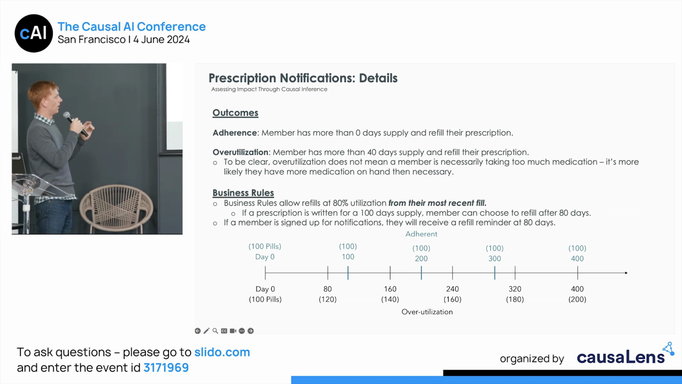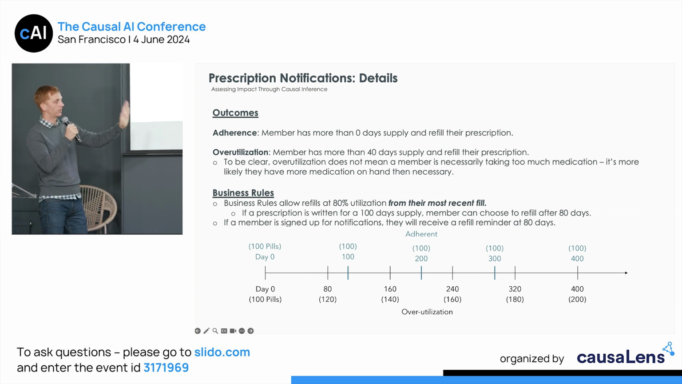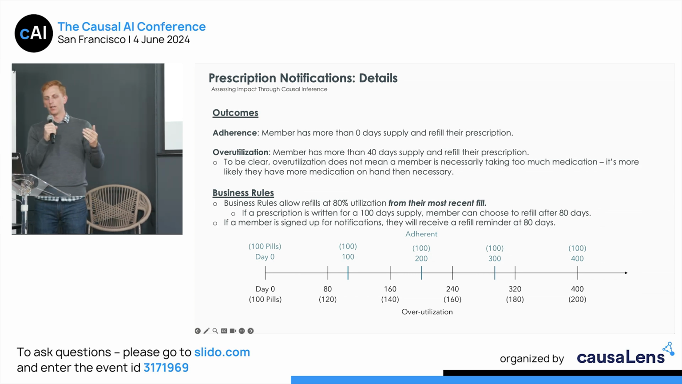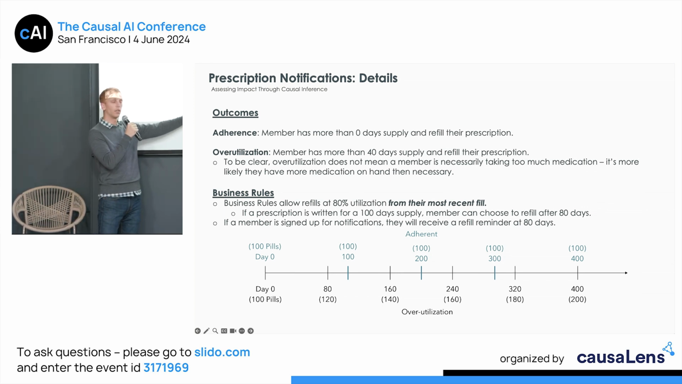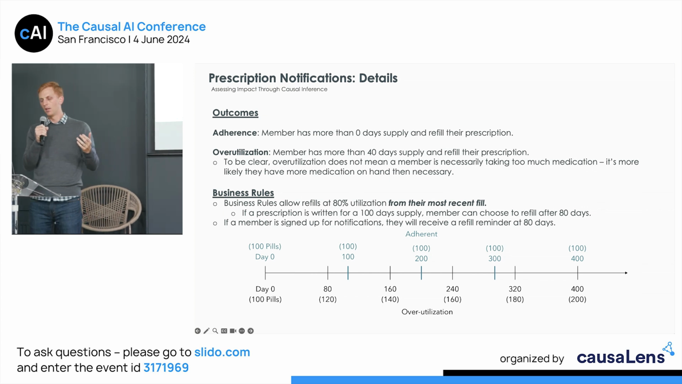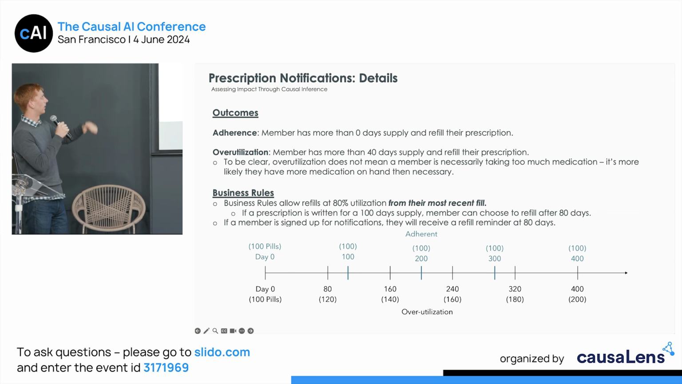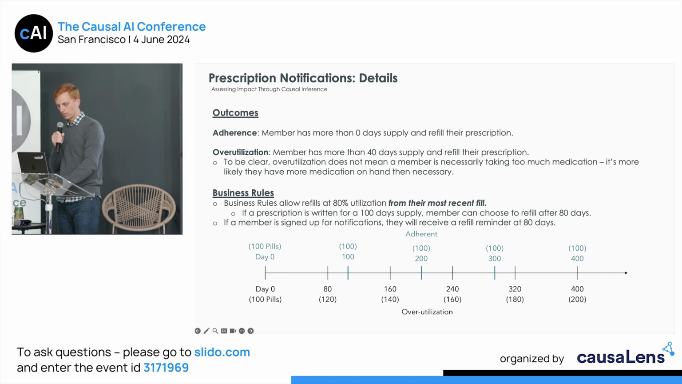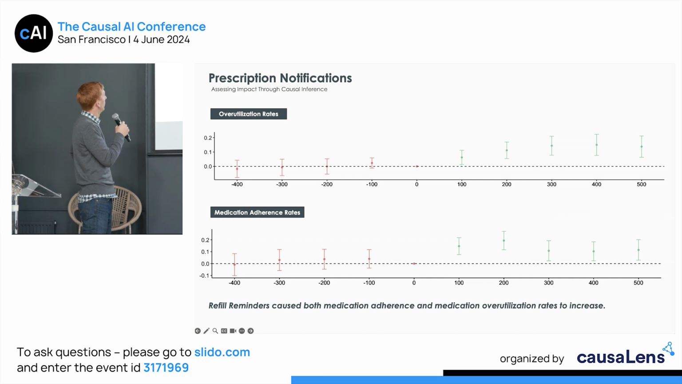In terms of how we actually set this up, what we're measuring, like I said, is splitting up time into a 100-day supply and looking at members' most recent fill and what their status was at that fill. If they have more than a 40-day supply, so basically when they refill they have 140 days of supply, then we consider that member as overutilizing that medication. So just a 0-1, and the same for adherence, a 0-1 outcome. Let's jump straight into the average treatment effects.